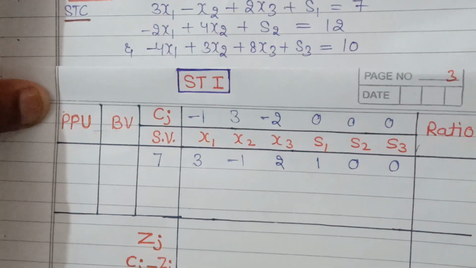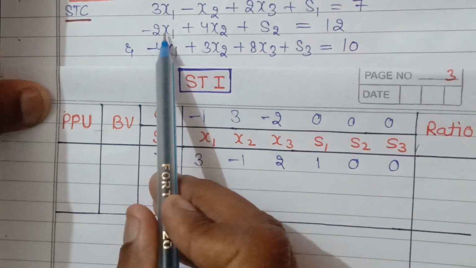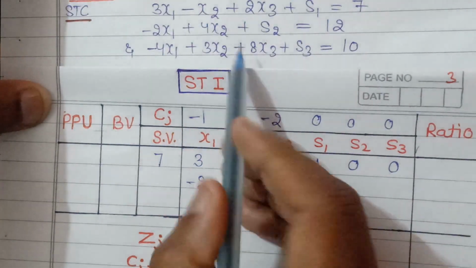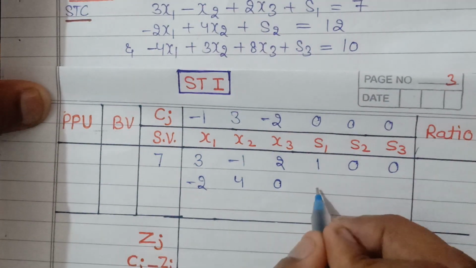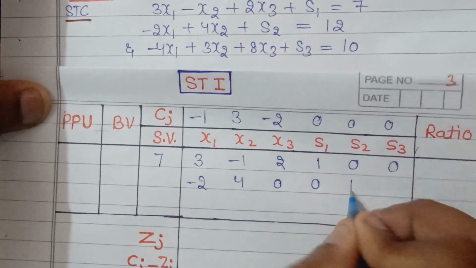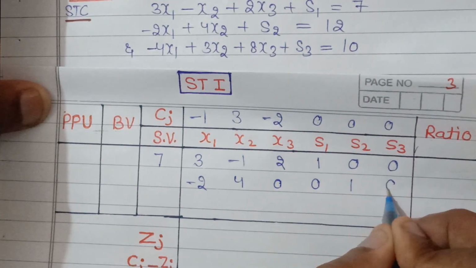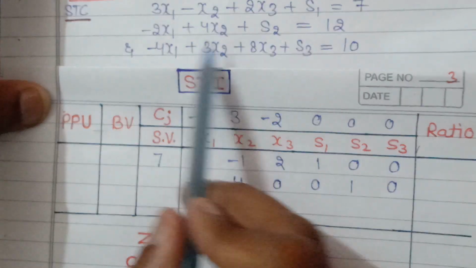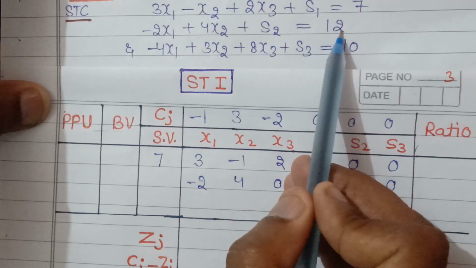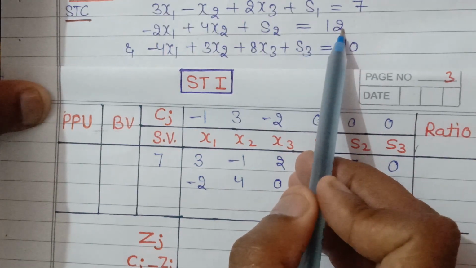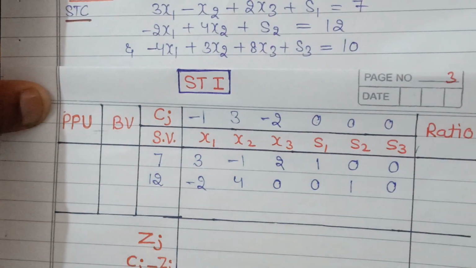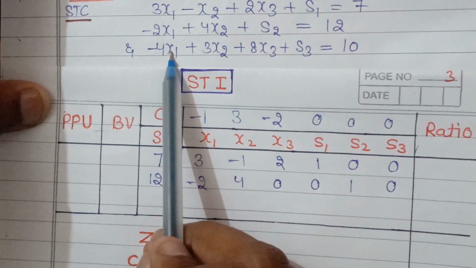Now moving to the second equation, the coefficient of x1 is minus 2, the coefficient of x2 is 4, there is no x3, so 0, no s1, so 0. Here s2 is available, so its coefficient is 1, and there is no s3, so the value of s3 is 0. If you put the values of x1 and x2 as 0, then the value of s2 is equal to 12. So the initial feasible basic solution is 12 here. So let us mark the solution variable as 12.